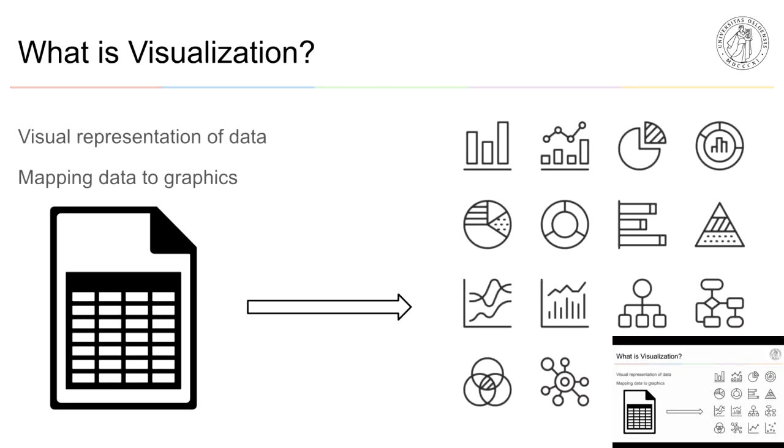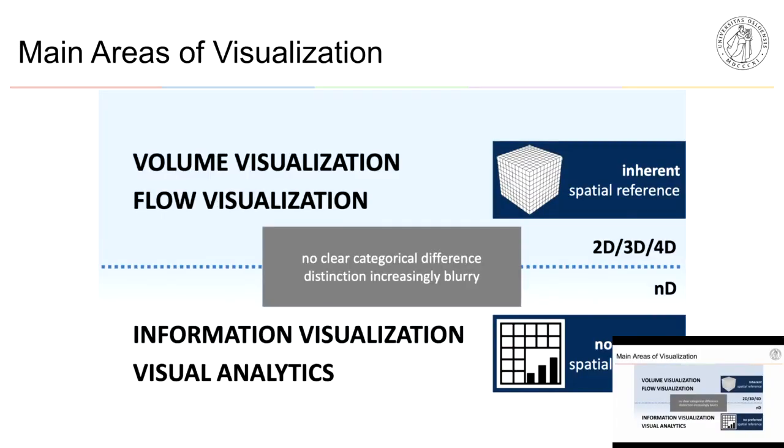So what is visualization? To create a visualization basically means to create a visual representation of data. So you are mapping data to graphics. There are two main areas of visualization. One is mainly concerned with spatial visualization or three-dimensional visualization. And the other one is mainly concerned with multi-dimensional visualization and mapping multiple dimensions onto a two-dimensional screen, right?